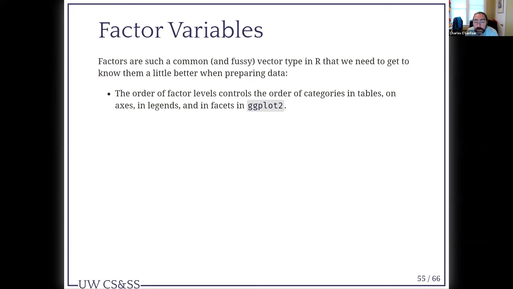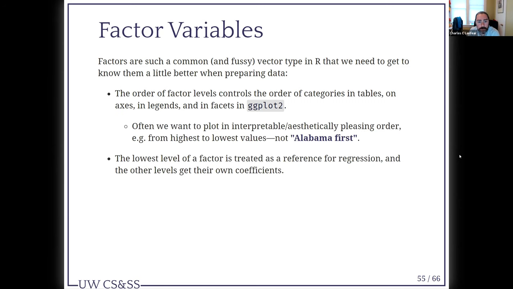So the order of factor levels controls the order of your categories in your tables in R, in your axes, in legends and facets in ggplot. It also controls reference categories in regression models and the order you see them in a regression table. So basically the idea is maybe we want to order things not alphabetically, that is putting Alabama first on every single plot of the states in the United States, but rather order them by some other value variable or by some aesthetic order. Okay, to do that, we've got to modify our factor levels.